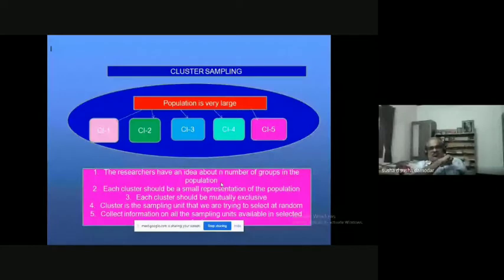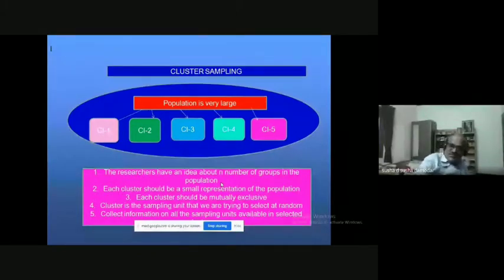Again, cluster sampling. The condition: the population is very large, and the population is divided again into different groups. Each group is called a cluster. And clusters are homogeneous. That means the researcher has an idea about n number of groups in the population. Groups here means clusters. And each cluster should be a small representation of the population. Each cluster should be mutually exclusive. And we select n number of clusters at random, and all the units in the cluster will become our sample size.